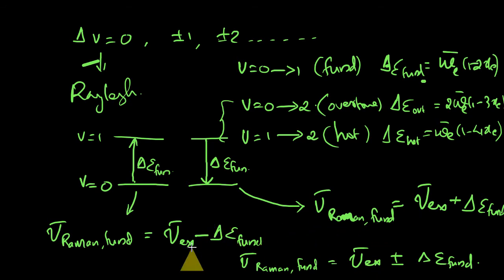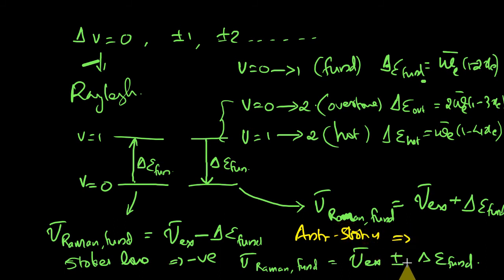All these frequencies are expressed in centimeter inverse. If we take the negative sign, that leads to a series of lines having frequency less than nu bar excitation, or less than the incoming photon, and that leads to the Stokes lines. So the negative sign stands for Stokes lines. For anti-Stokes lines, this corresponds to the positive sign. In the anti-Stokes lines, the frequency of the scattered photons will be greater than the frequency of the incoming photon. So this is how the Stokes lines and the anti-Stokes lines arise in the vibrational Raman spectrum.